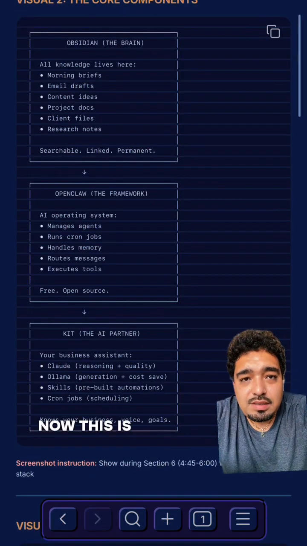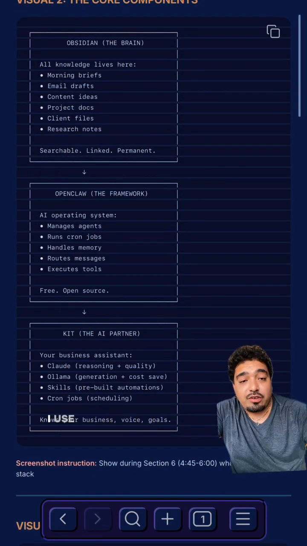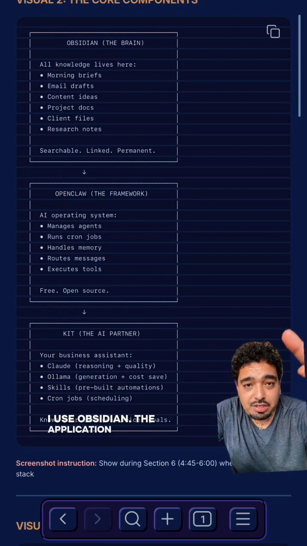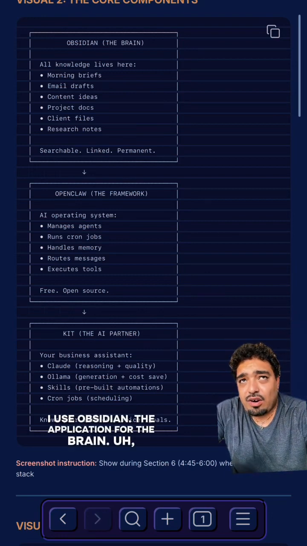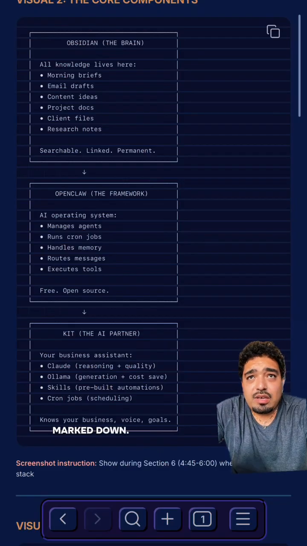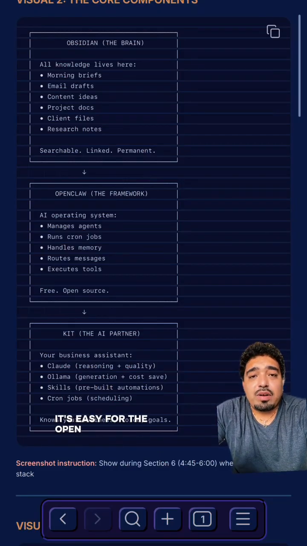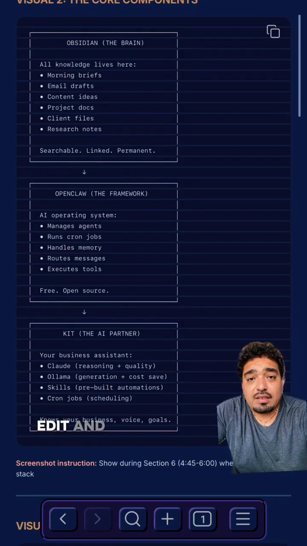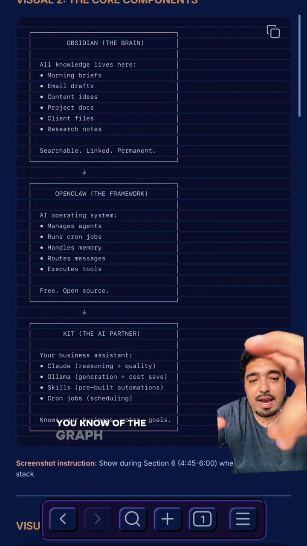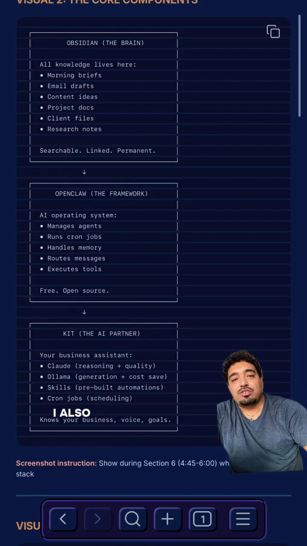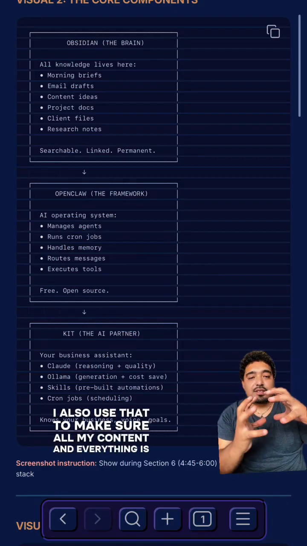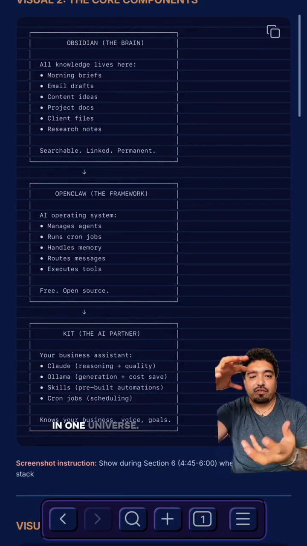Now, this is the core components of it. I use Obsidian, the application, for the brain. It's all written in Markdown. It's easy for the OpenClaw agent to go in and edit. And also, if you have used Obsidian, you know of the graph view. I also use that to make sure all my content and everything is kind of like in one universe, if that makes sense.